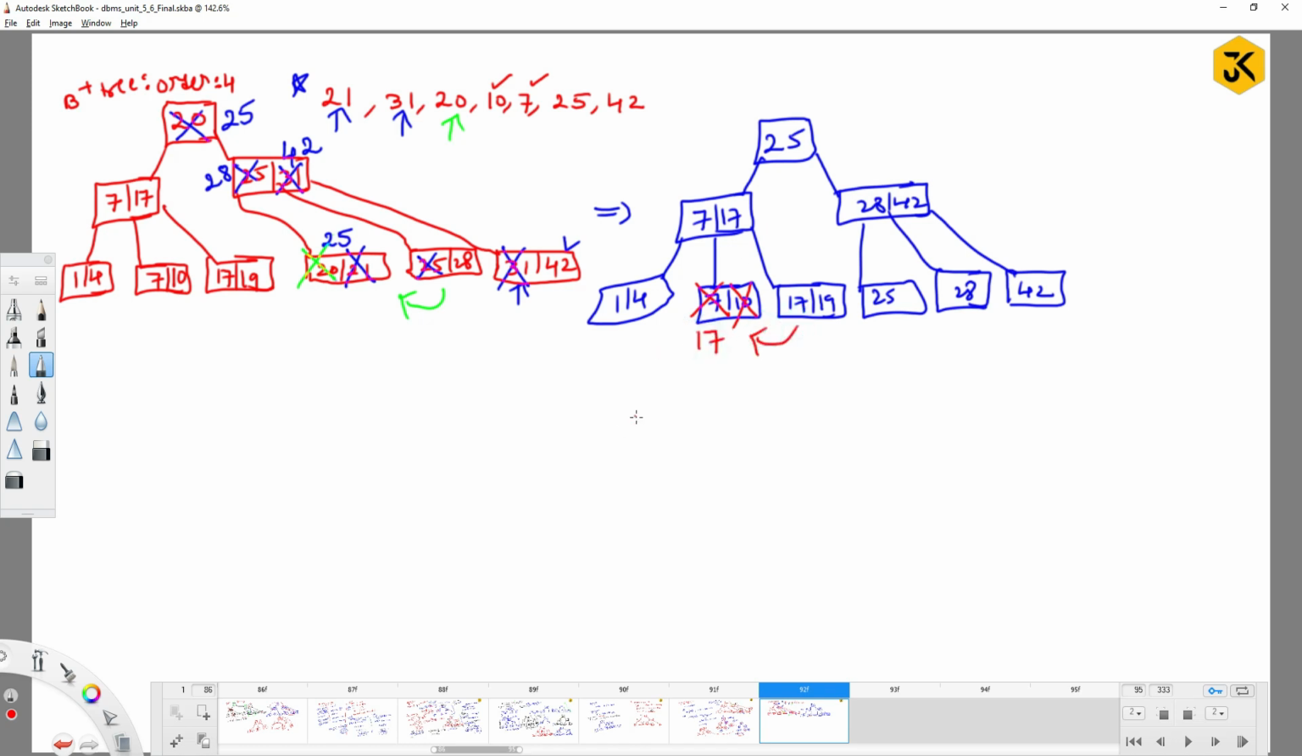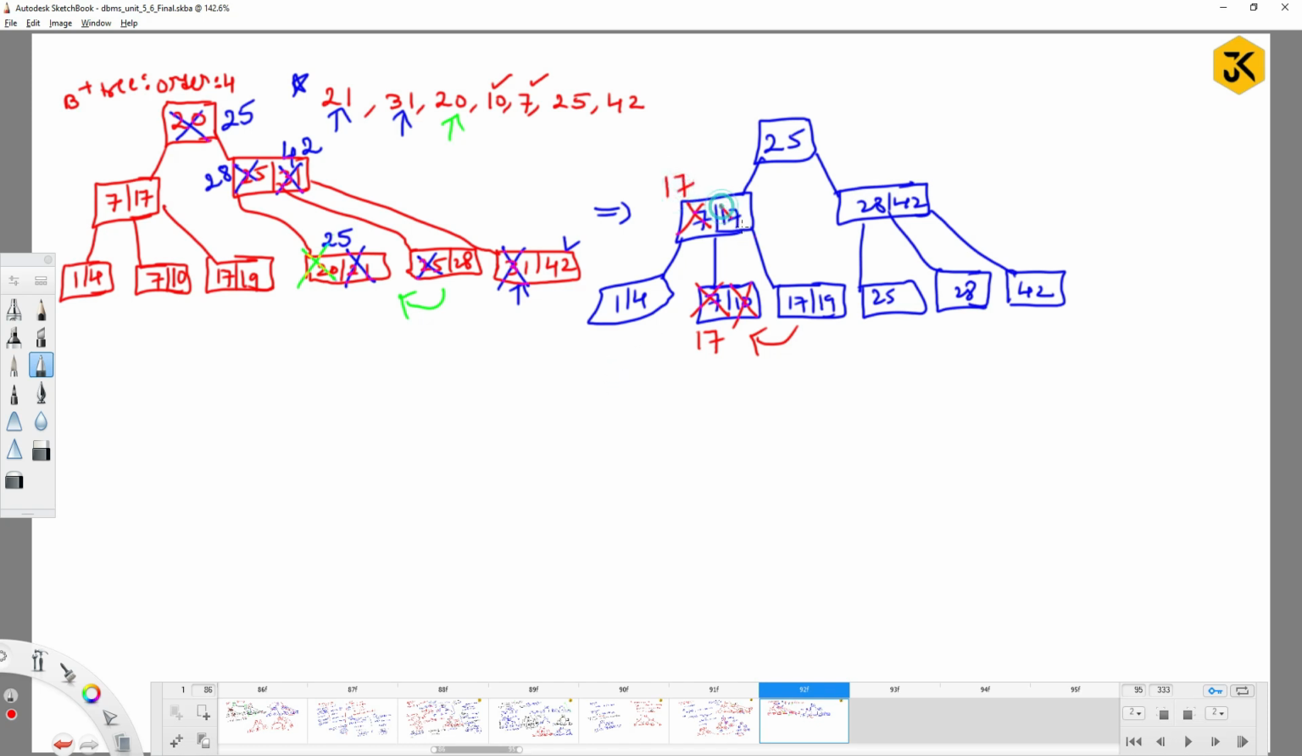Here you got the value 17. You got a 17, right? Now if I make the 17, this also should be deleted. This also should be deleted, right? What value are you going to place here? You should use the in order successor. That's it. You should not get confused. It should be the in order successor.